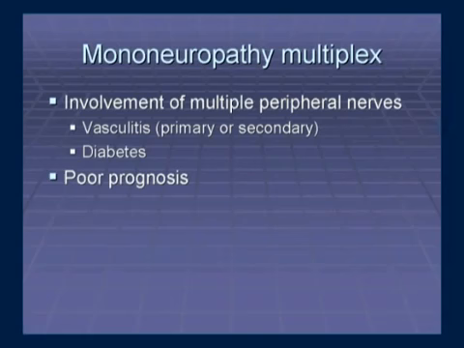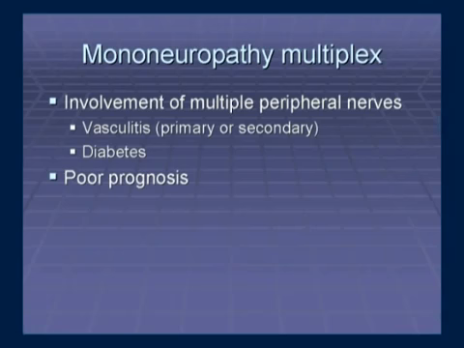Mononeuropathy multiplex is a condition in which you basically pick off various nerves of various parts of the body. So someone could come in with right median nerve problem and a left peroneal nerve problem, or any combination of anything that we've talked about. The two major conditions that cause these are vasculitis and diabetes.